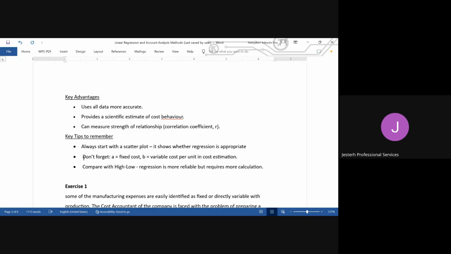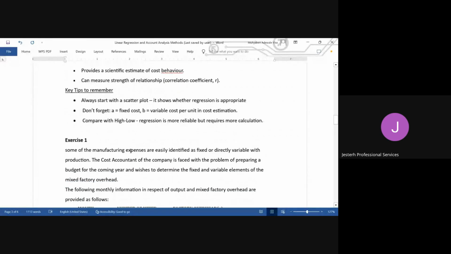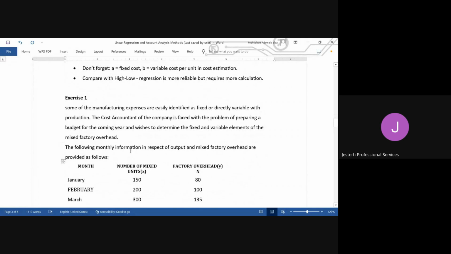And then you must not forget that A stands for fixed cost and B stands for variable cost. These are the key things that you need to put in your head whenever they give you any questions relating to linear regressions.